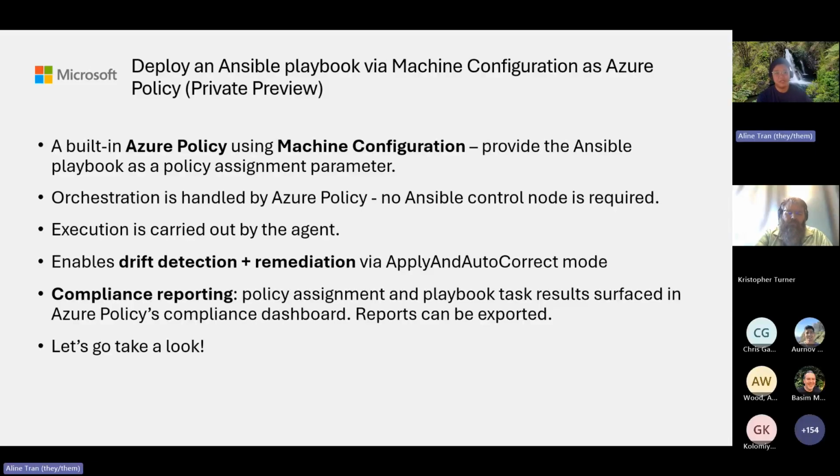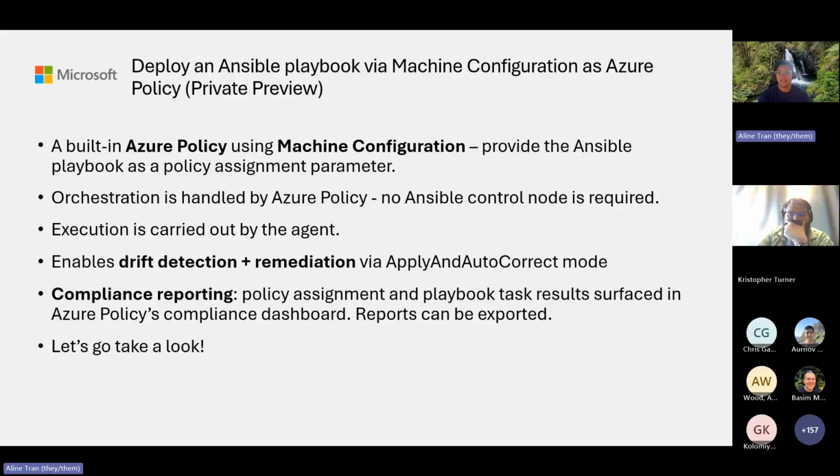So like I mentioned, this is going to be a new built-in policy. It's in private preview right now. At a very high level, you'll provide your playbook as a parameter during the policy assignment creation. Then Azure Policy will be the one handling the orchestration of the playbook across your target machines. So in this scenario, there is no Ansible control node. If you already use Ansible Core, this is a really nice way to add automation utilizing an Azure service. The execution of the playbook is handled by the machine configuration agent or the Arc agent, depending if it's an Azure VM or an Arc VM.